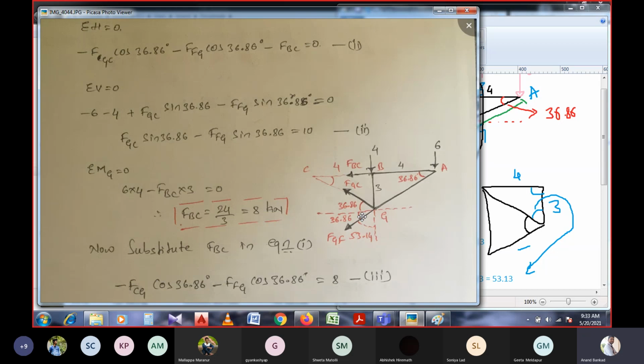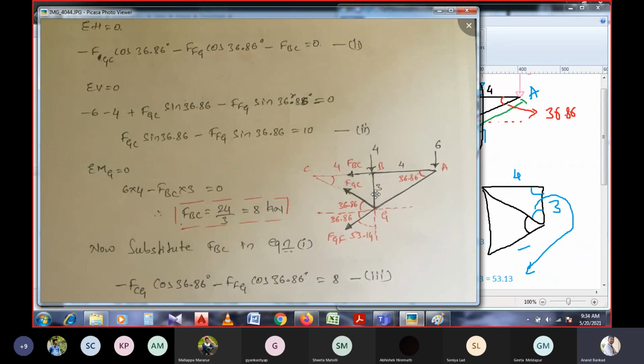Since these two members are taken and resolved to horizontal force, we have returned to the sign convention. Again FBC, that is also moving towards the left, which is again horizontal without any inclination, since it is directly considered FBC. So this is all about the horizontal forces we have considered. Apart from that, we need to consider the vertical forces also.